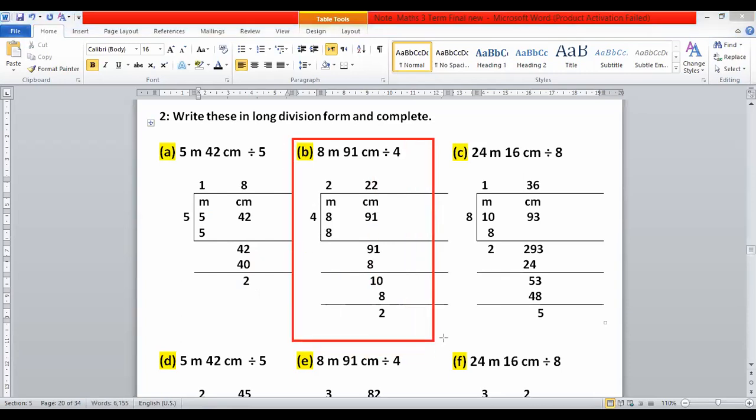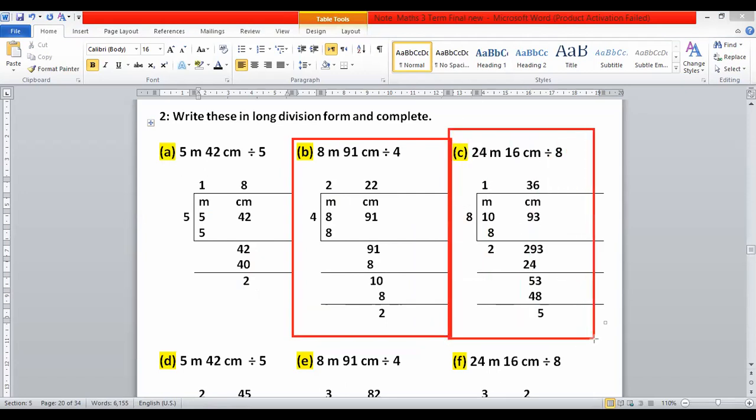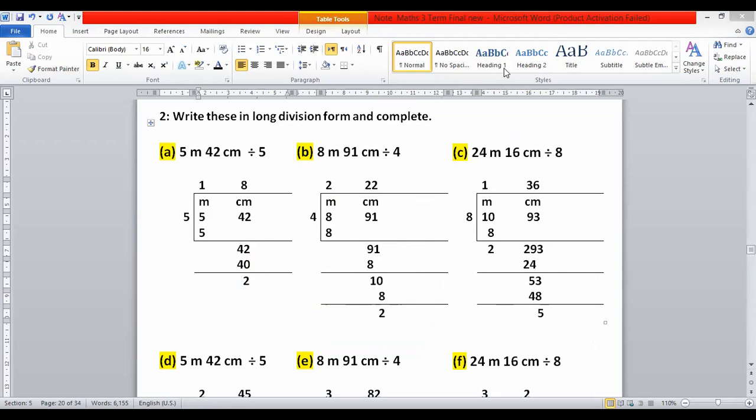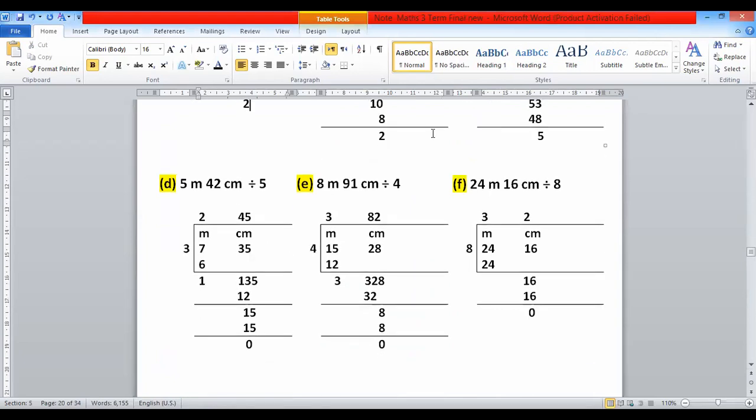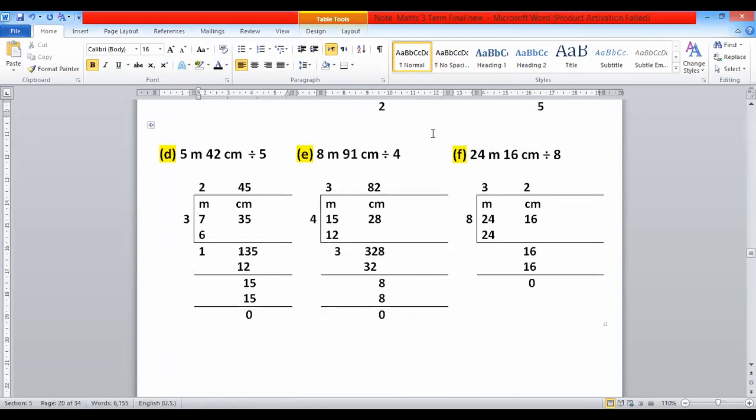8 meter 91 centimeter divided by 4. 24 meter 16 centimeter divided by 8. So dear students, these solutions are written in front of you. You can solve by yourself. Similarly, part D, E, and F. I am going to explain part F.